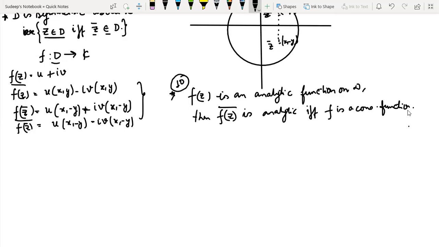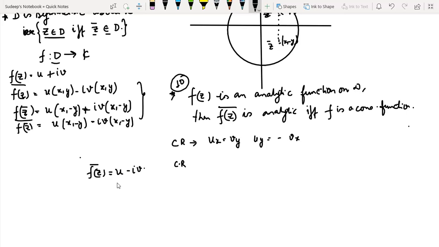Okay. So it implies what? f(z) is an analytic function on domain D. It implies that CR conditions must be fulfilled. That is, ux must be equal to what? vy, and uy must be equal to what? Minus of vx. Now let us first consider the case where f(z) is analytic and conjugate of f(z) is also analytic. Okay, so if the conjugate of f(z) is analytic, so I'm just writing it. What would be the conjugate of f(z)? It would be simply u - iv, right?